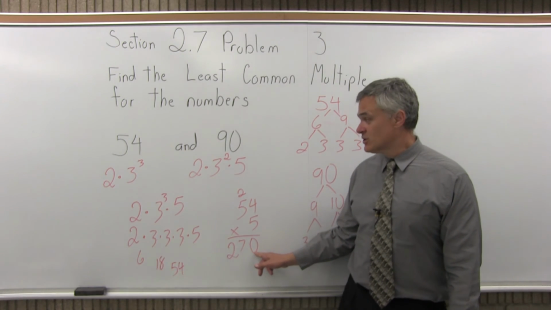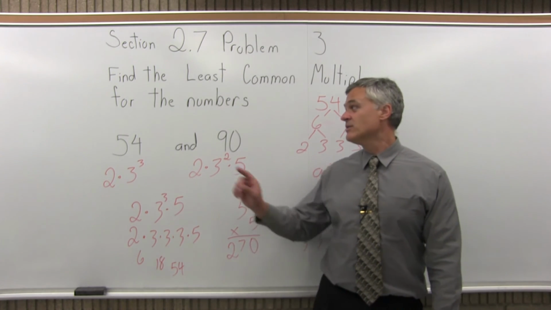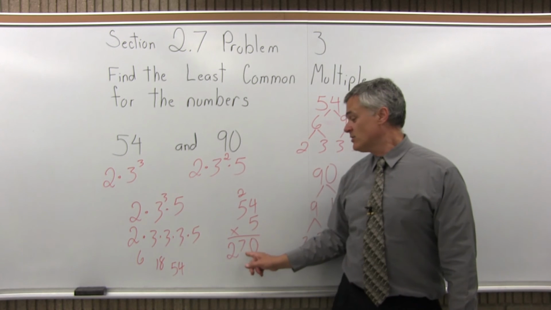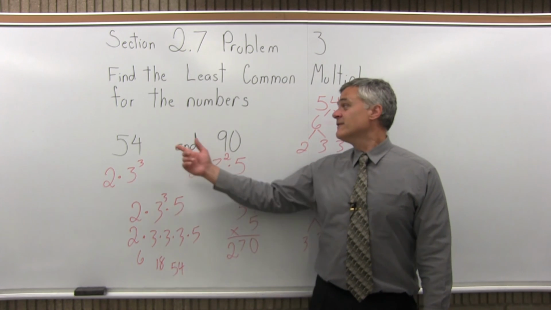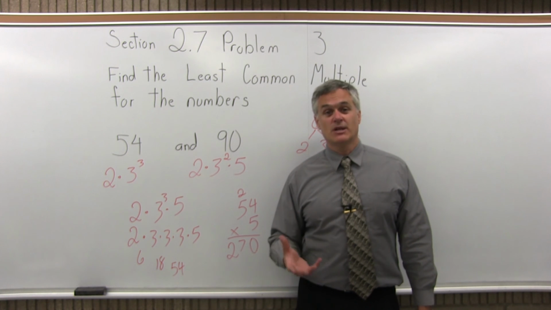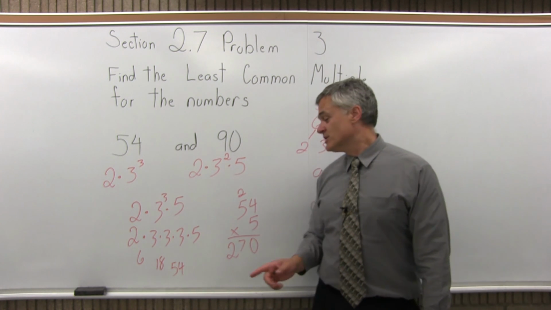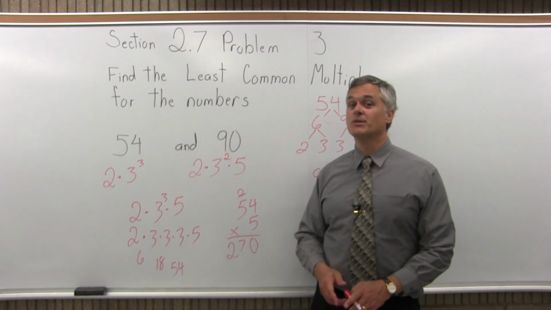So again, that means that 270 is the smallest value that both 54 will divide into evenly and 90 will also divide into evenly. And if 54 and 90 were denominators in a problem that involved fractions, 270 would be the least common denominator.